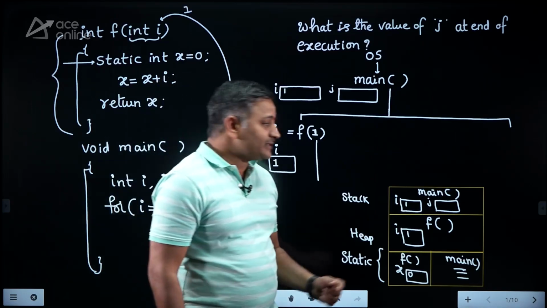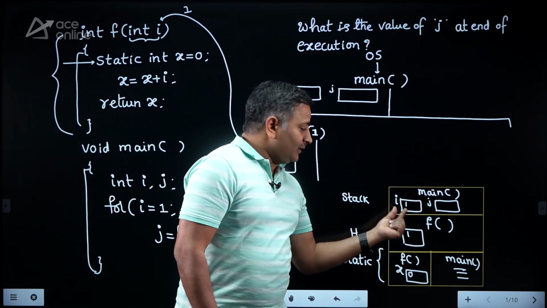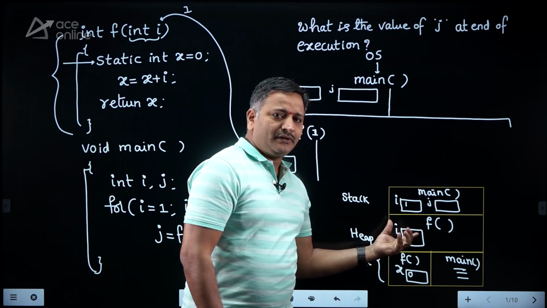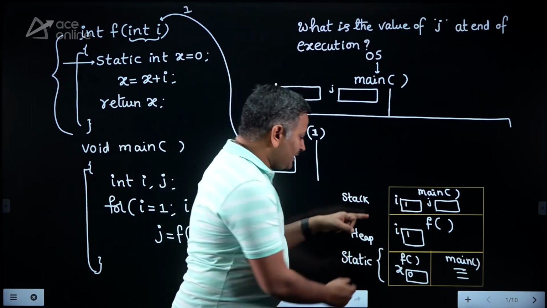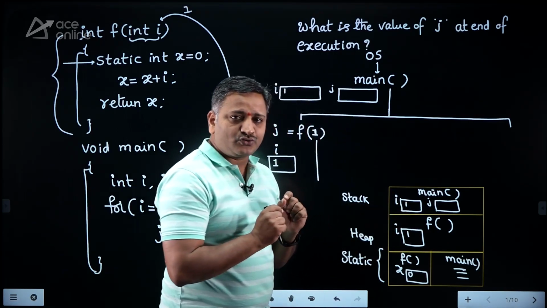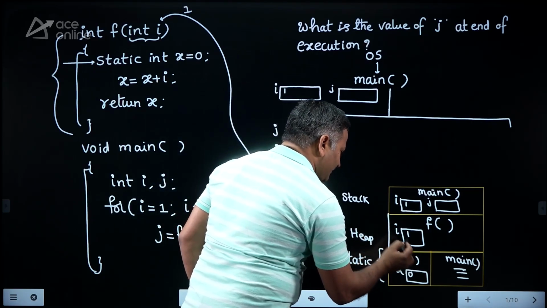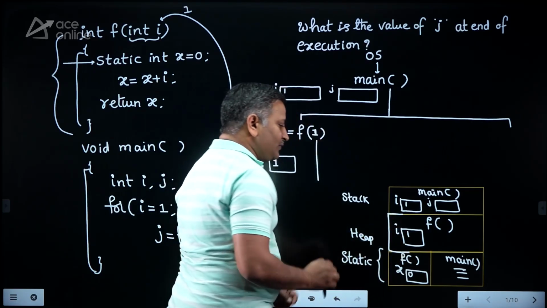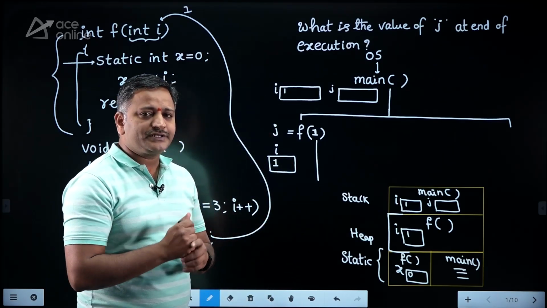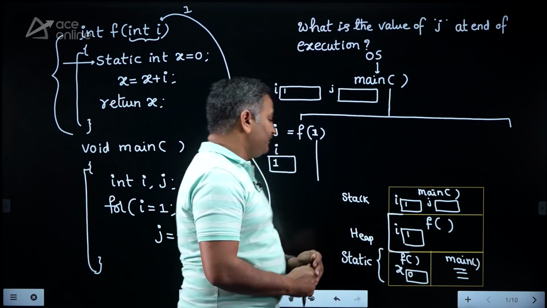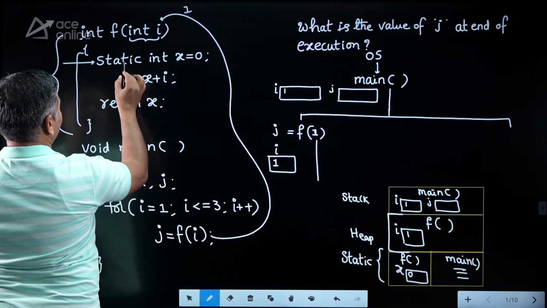Then you may ask, our main function has variable I and f also has variable I. Yes, we can declare variables of the same name in different functions, because as I mentioned, an auto variable has function scope. Function scope means this variable is accessible only within this function. No other functions can access it. So that's why it has function scope. Clear, friends?